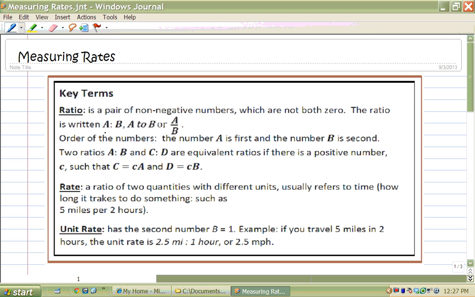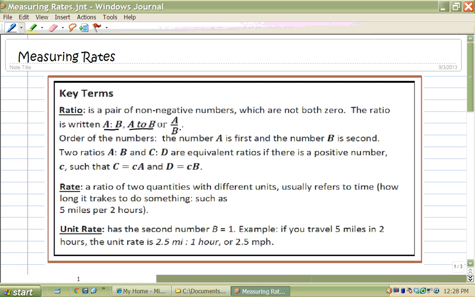You can have A colon B. You can write A and the word "to" in between B, or as a fraction A over B. Now, if you have a ratio in a word problem, the order of the numbers, A is the first one that's given to you, and B is the second one. So when you're setting up your ratios, a lot of people ask, how do you set it up? If you drove 110 miles in 2 hours, you would write 110 over 2. That's one way of doing it. It's not the only way, but that's what order of numbers means.